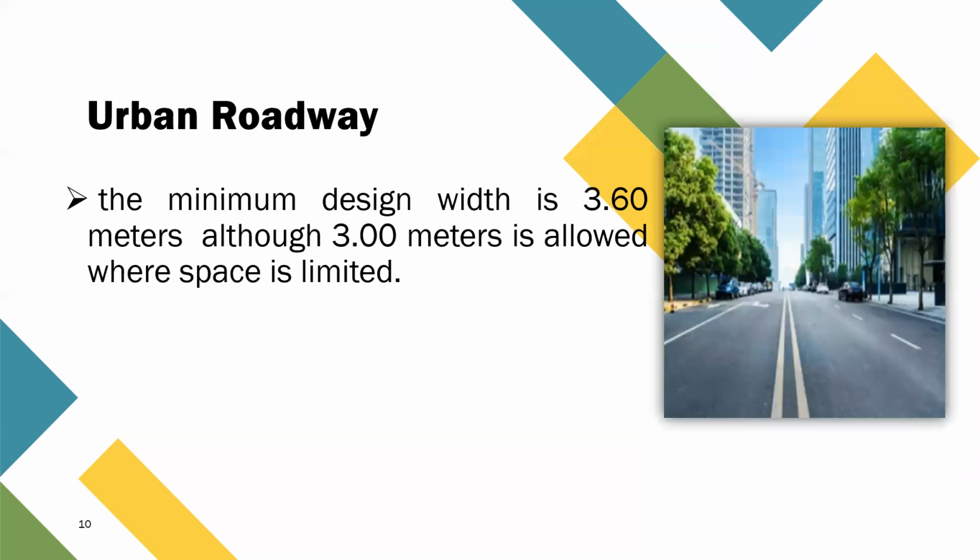Next is urban roadway. The minimum design width of urban roadway is 3.60 meters, although 3 meters is allowed where space is limited. The characteristics of this typical highway is that it can accommodate high volume traffic with many hazards and multiple intersections with left and right turns.